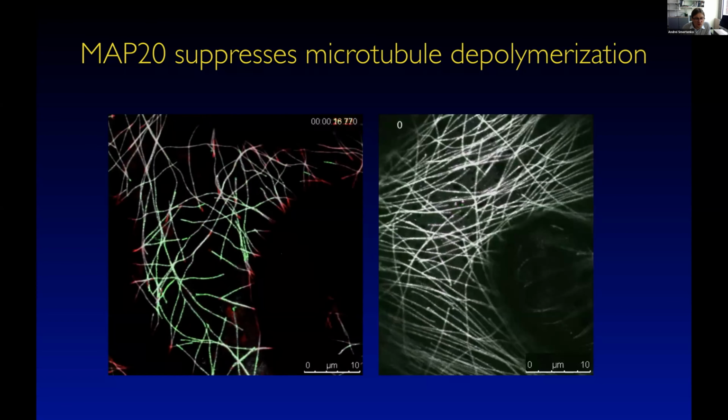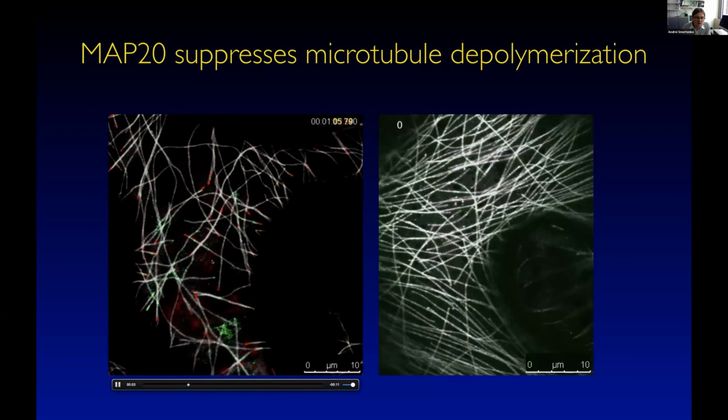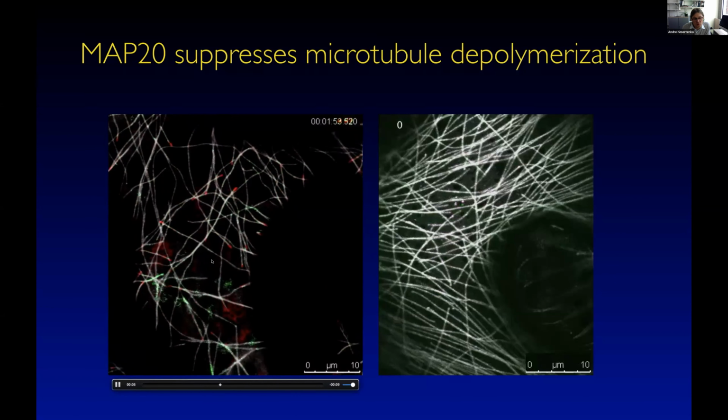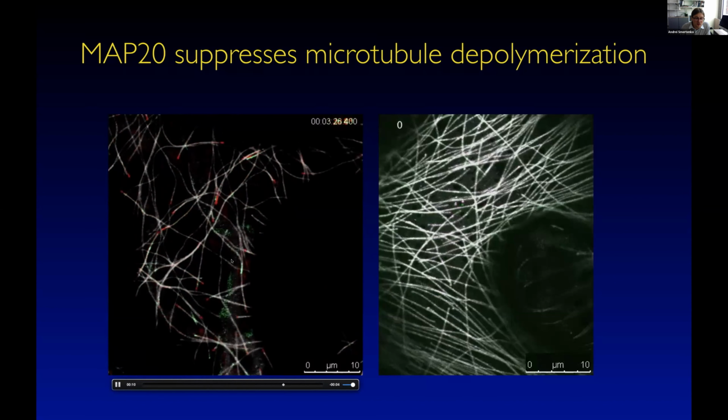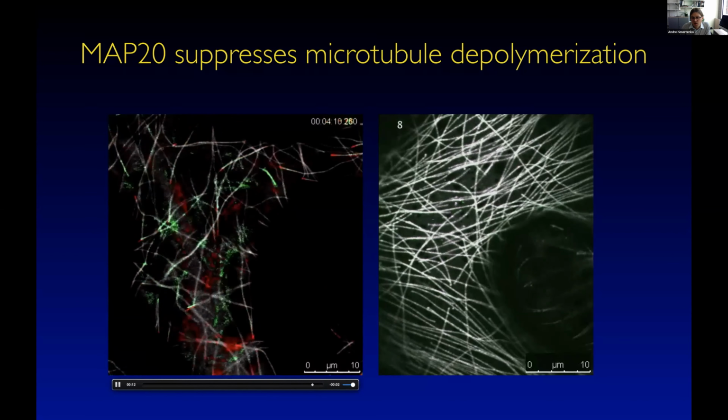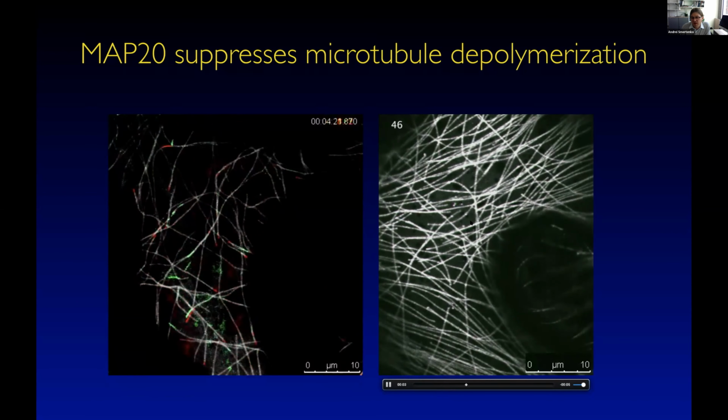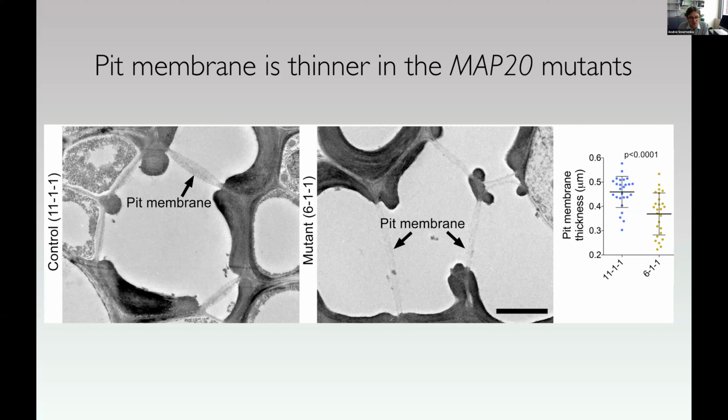I would like to show it in these movies. On the left-hand side movie, we colored microtubule growing ends with red and shrinking ends with green. And you can see there's lots of dynamics going on. And on the right-hand side is a cell expressing MAP20. So there is no microtubule dynamics happening. There are no green or red ends. So we know that MAP20 is a very strong stabilizer. So we have shown that this protein localizes to pits, but most importantly, when we mutate MAP20, we have larger pits and the pit membrane is thinner.